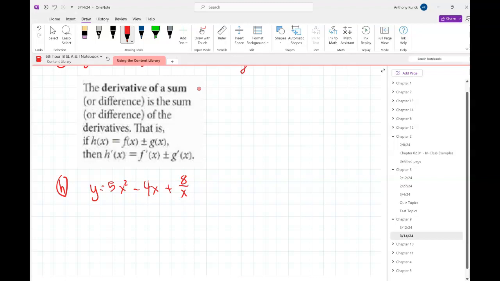All right, let's look at H. What do you notice that's weird here? Yeah, the fraction with the x in the denominator. Very good. Do I have a derivative rule on how to deal with a fraction with an x in the denominator? No, right? The only derivative rule I have is for stuff that looks like ax to the n. How am I going to deal with 8 over x? Nope.